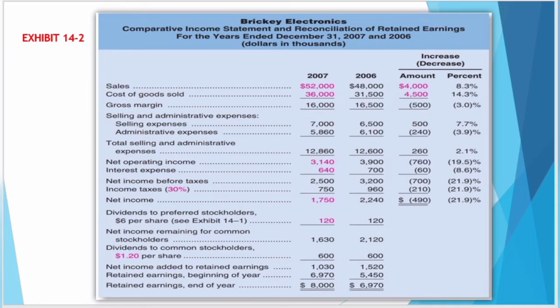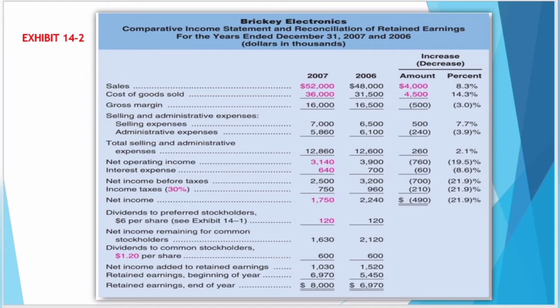So example, diri sa sales, from 2007 and 2006, $52,000 minus 48,000 is $4,000. So para makuha na to ang 8.3%, ang solution ani guys is kini si amount which is 4,000, i-divide nimo siya sa $48,000 nga amount ni 2006, mo nang ang result is 8.3%. Same sa cost of goods sold, i-deduct nimo si 2006 and 2007 para makuha nimo ang amount nga 4,500. Then ang amount nga 4,500 is i-divide nimo siya sa 31,500. So makuha nimo ang 14.3% and so on until maabot nimo sa net income.